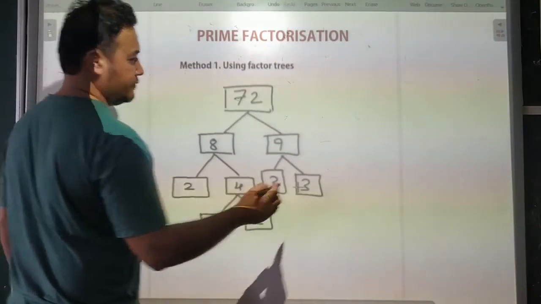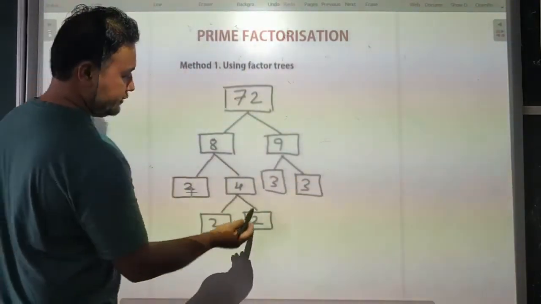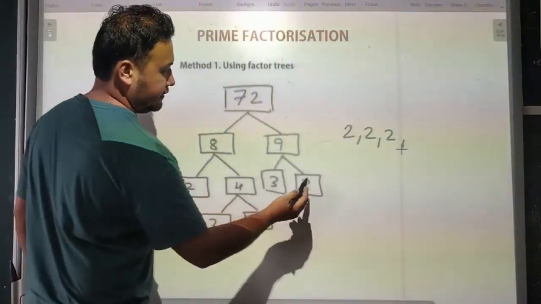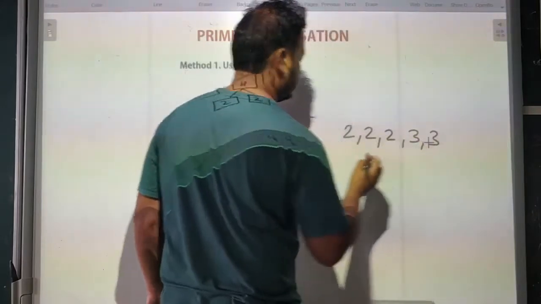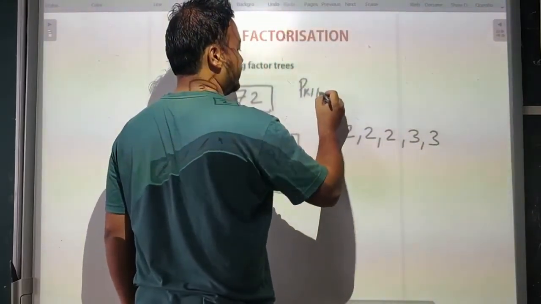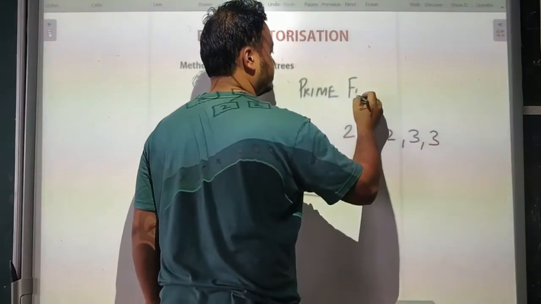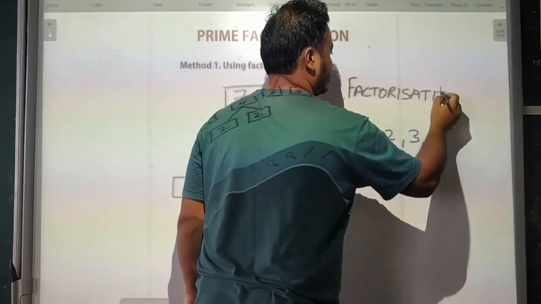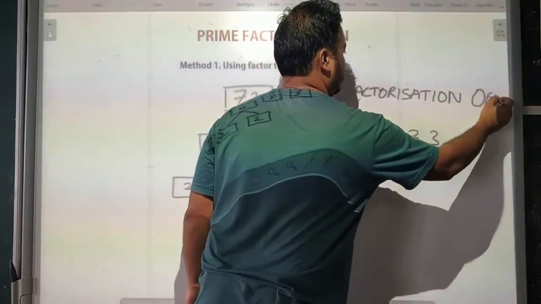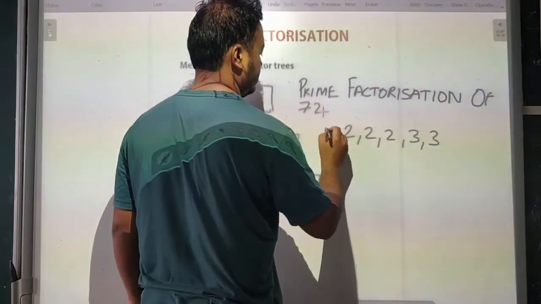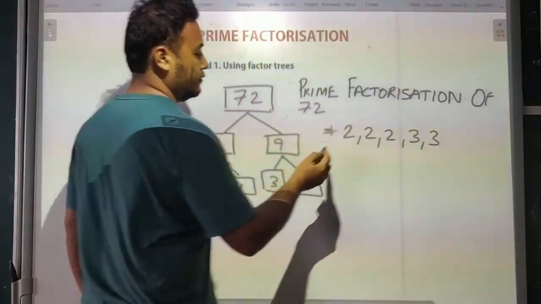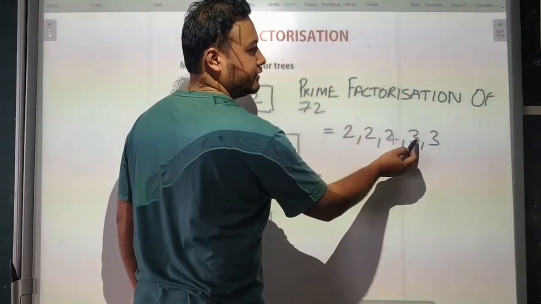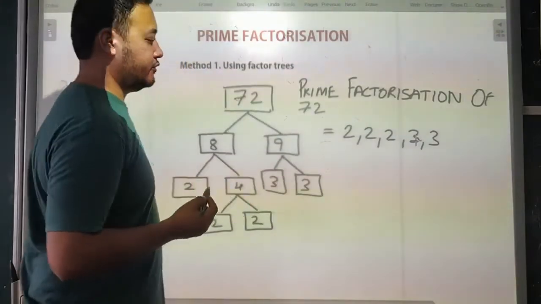So what is at the end of the branches? That's 2, 2 and 2. So 2, 2, 2 and then 3 and 3. So this is a prime factorization of 72. So if you multiply all these numbers, you will get 72. 2 2s are 4, 4 2s are 8, 8 3s are 24, 24 into 3 is 72.